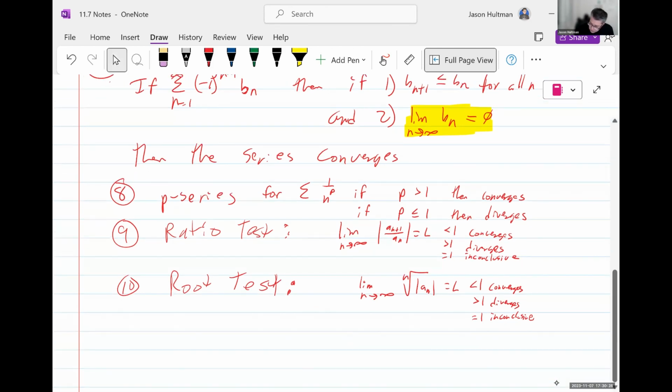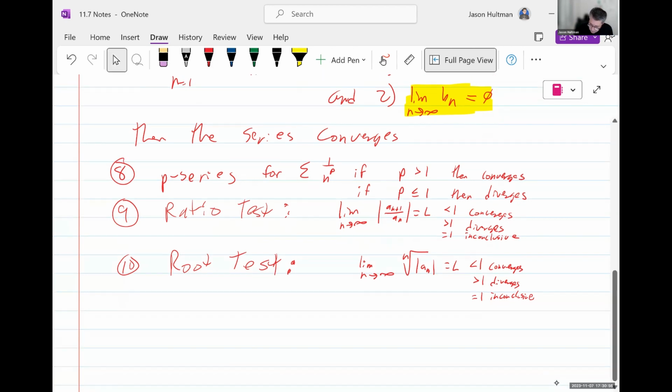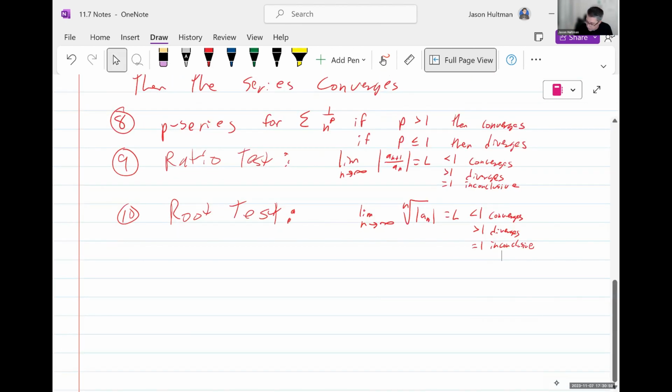The root test is the limit as n goes to infinity of the nth root of the absolute value of a sub n. If that is less than 1, it converges. If it's greater than 1, it diverges, and if it equals 1, it's inconclusive. And this was all from last time when we finished up our 10 tests.